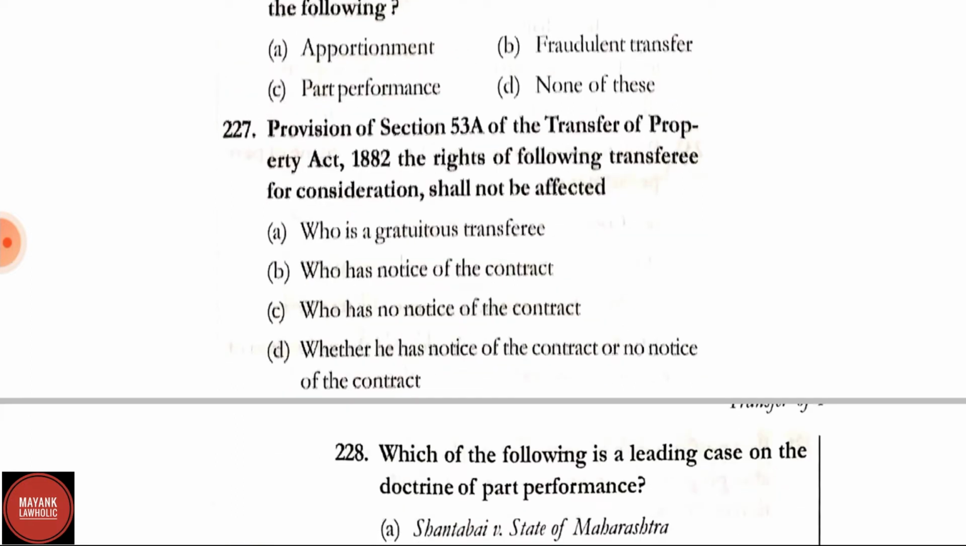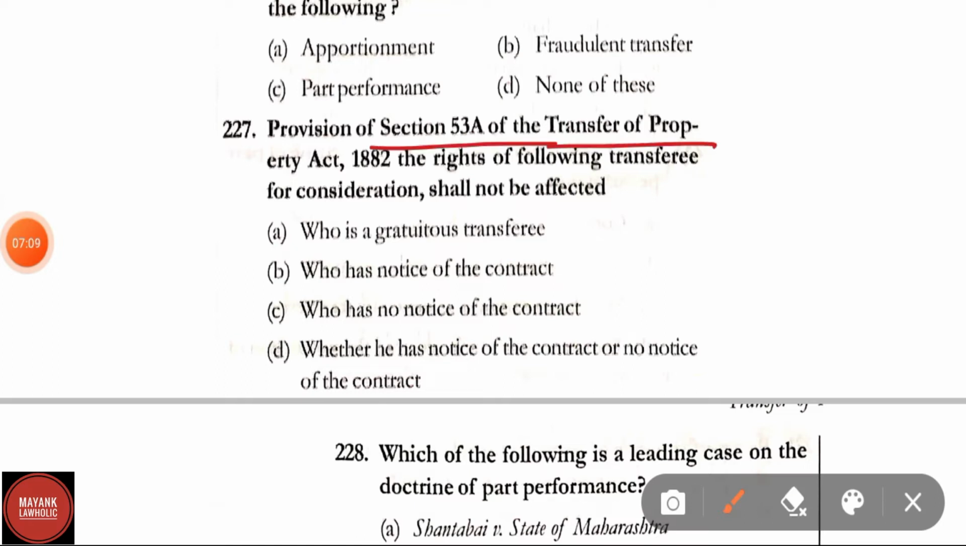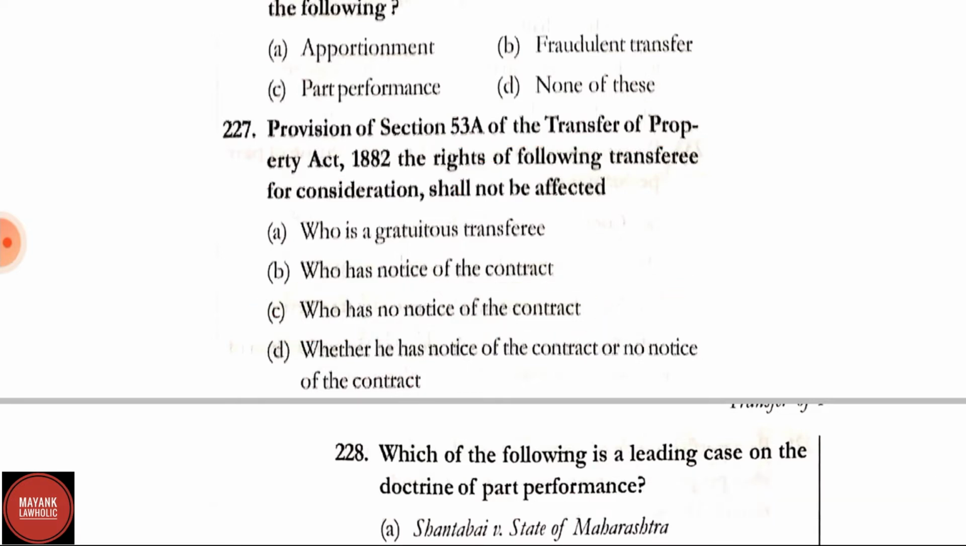Question number 227. Provision of Section 53 of Transfer of Property Act: the rights of the following transferee for consideration shall not be affected. Options are: who is a gratuitous transferee, who has notice of the contract, who has no notice of the contract, whether he has notice of the contract or no notice of the contract. Correct answer is option C, who has no notice of the contract.